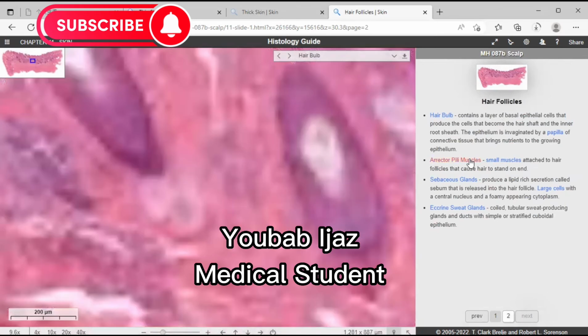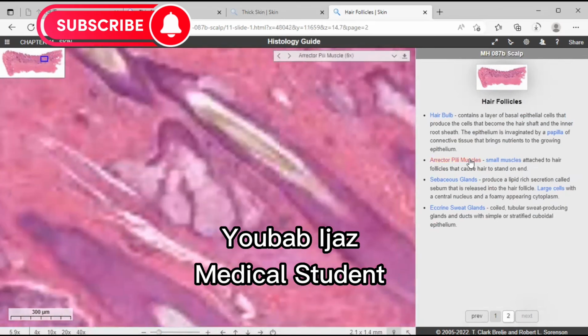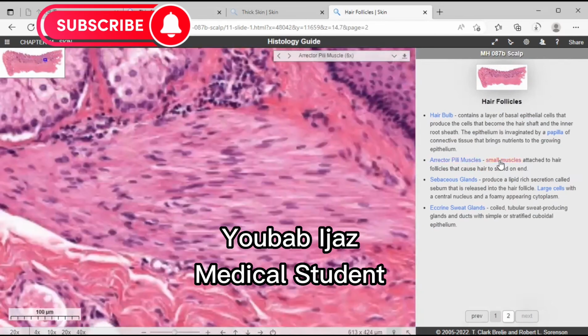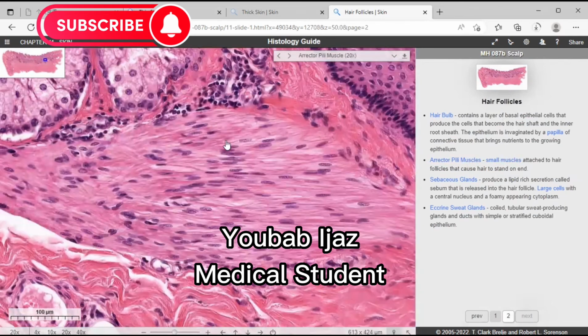Arrector muscles are attached to the hair follicles and cause hair to stand on end. These are the small muscles, guys.